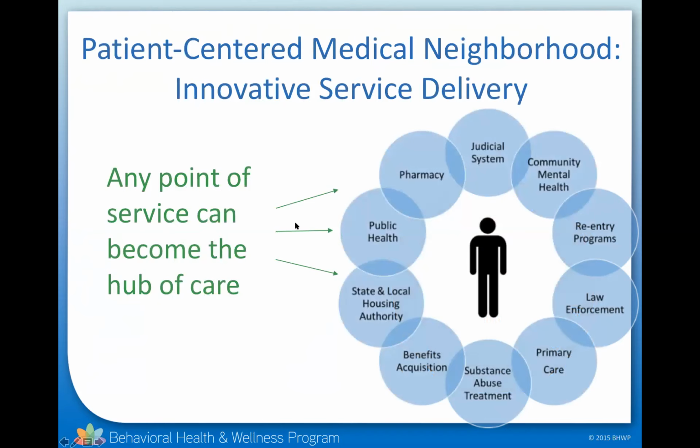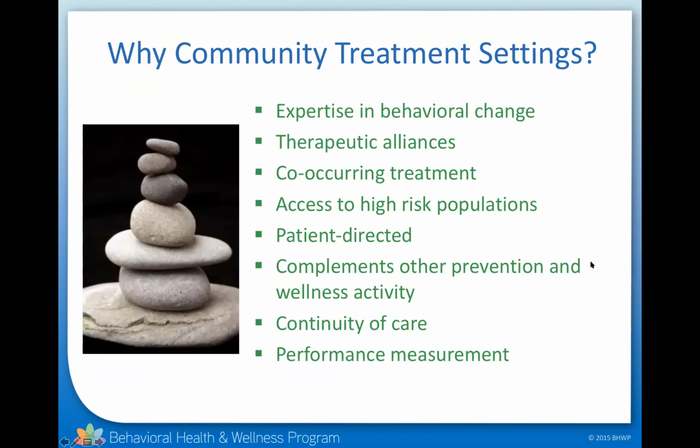And what other benefit do we see with community treatment settings? Well, there's a lot. This model does introduce more expertise in behavioral change. A lot of these treatment settings are really specialized, and we can benefit from that. Having alliances and therapies among different settings can really help to reinforce and sustain quit attempts. Co-occurring treatments so that we're conscious of all the different considerations and medications being provided, so that's all coordinated.